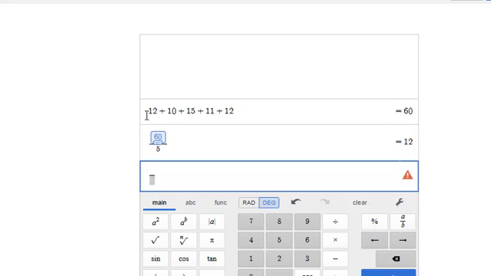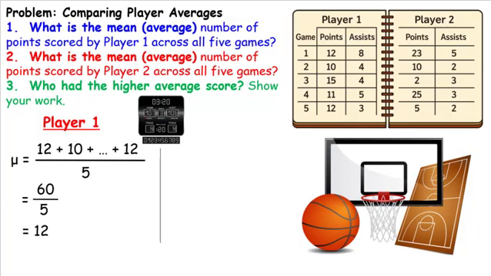In the numerator, we'll rewrite our data values and place that over 5. And this gives us the answer directly. So again, 60 over 5, which is 12. This player is averaging 12 points per game.